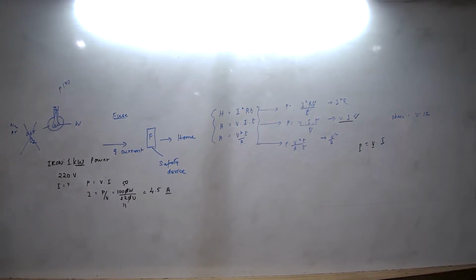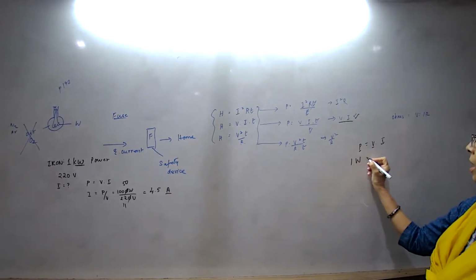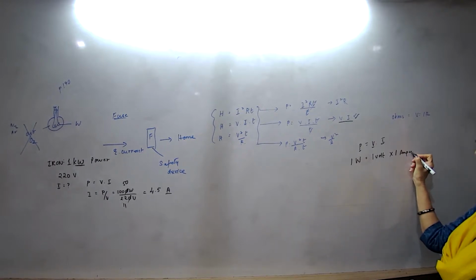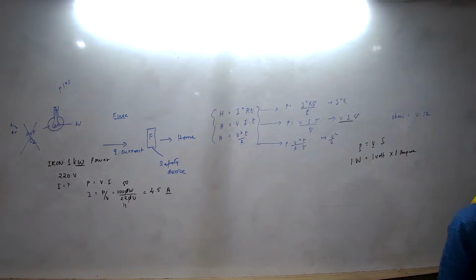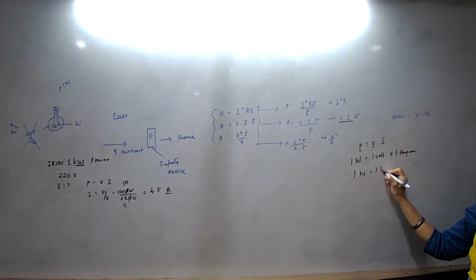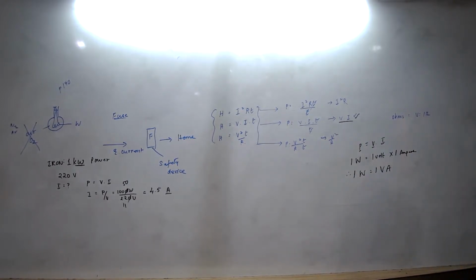That carries 1 amp current when operated at a potential difference of 1 V. What is that 1 V? Volt. So this is 1 watt, which is equal to 1 volt times 1 ampere. It is W, not WH. Watt.